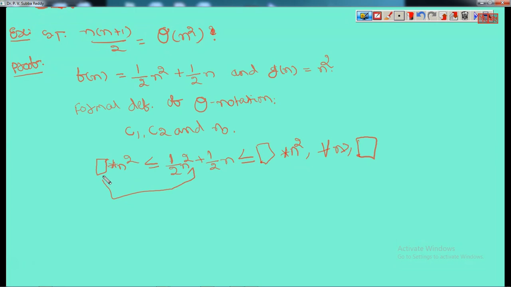So what value can you put here? This value should be more than this value. If I choose 1/2 here, definitely this value is more. But this value should be more than this. Then what can you put? This is 1/2 into n square. This is 1/2 into n. Here, whatever value you choose, this should be greater than 1/2 into 1/2.